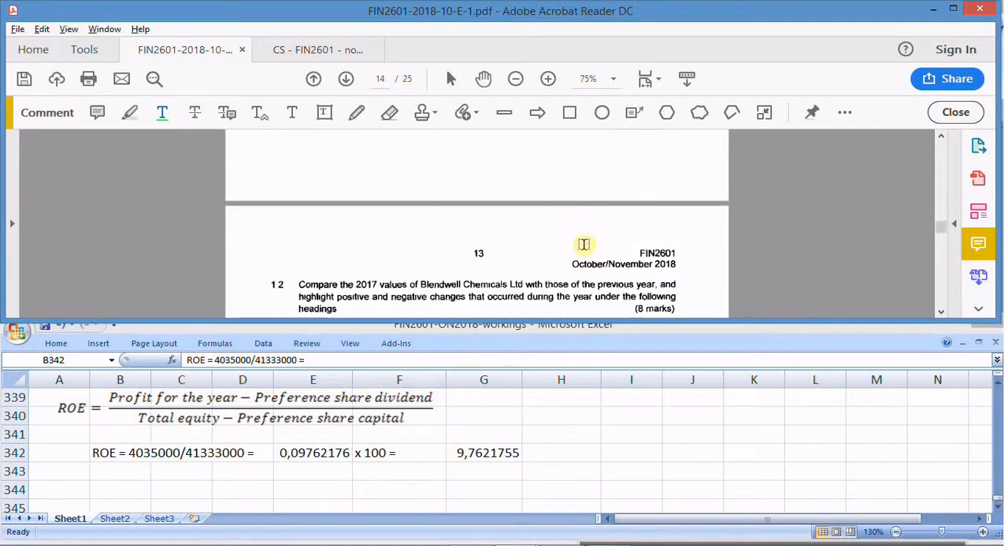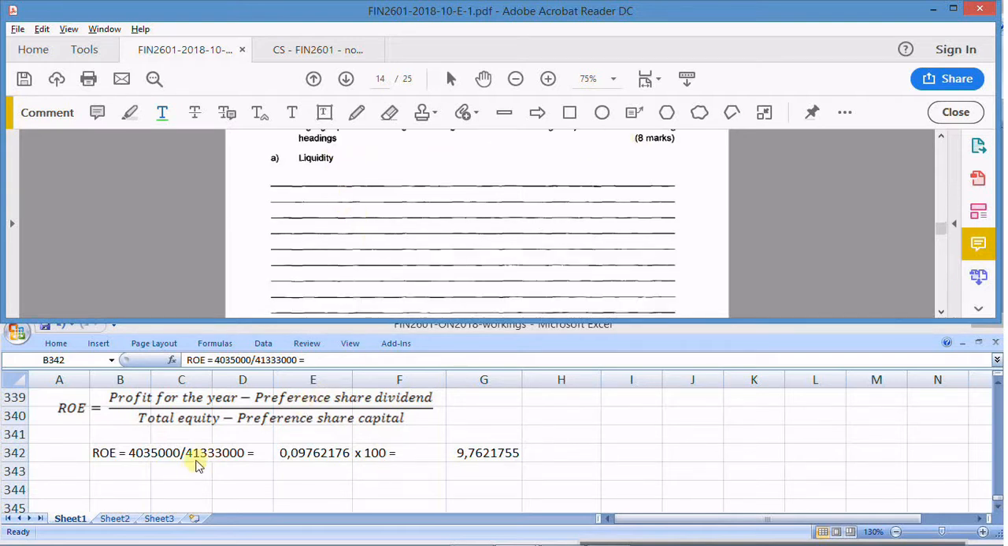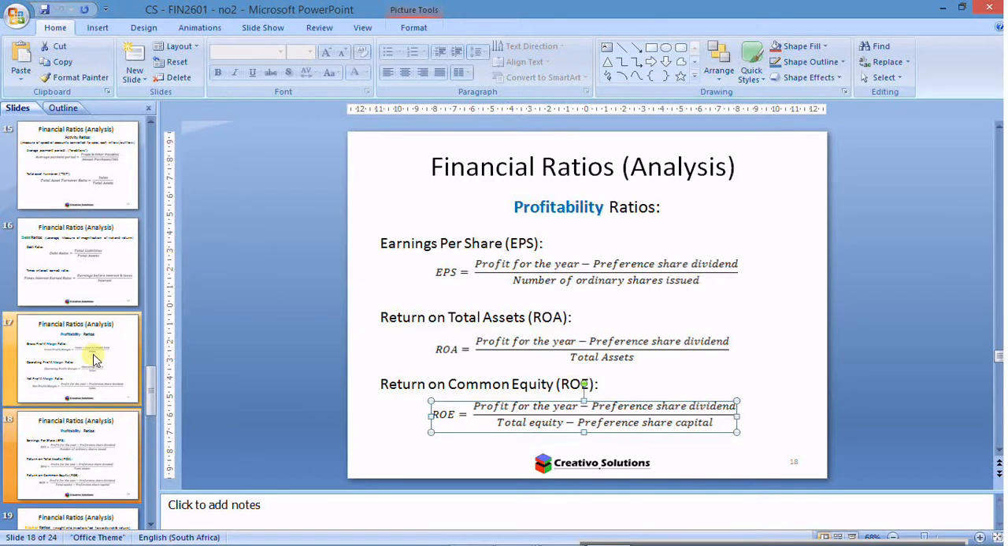Yeah. Then you've got a comment. Compare the 2017 values of B with those of the previous year and highlight the positive and negative changes that occurred during the year under the following headings. Liquidity. Okay, so which are your liquidity ratios? Current ratio is liquidity. Do you agree? Yeah. Quick ratio is liquidity. Do you agree? Yes.